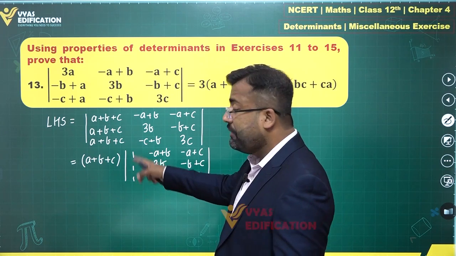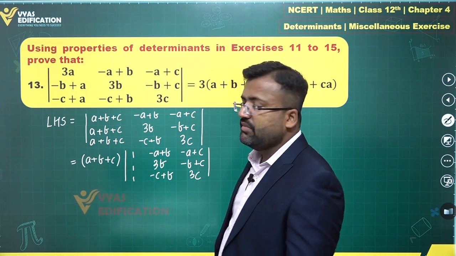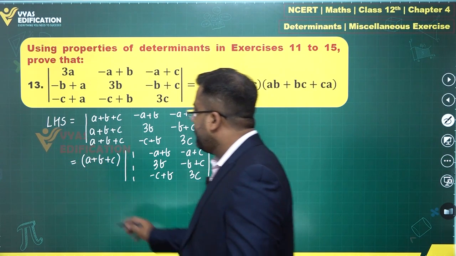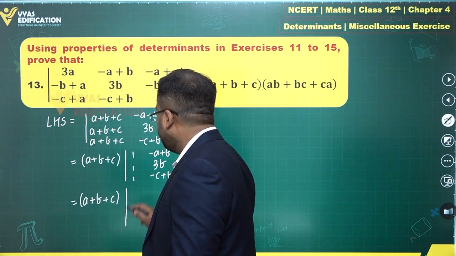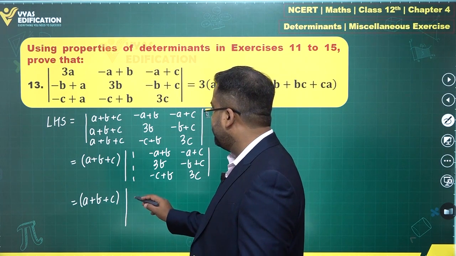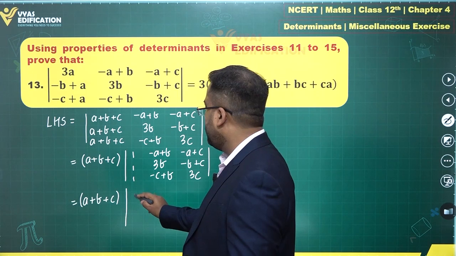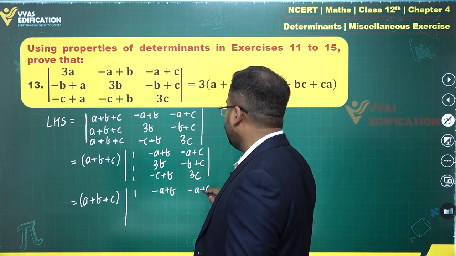Oh, zeros will be created over here. Yes, zeros will be created over here in this particular column. That is possible. That is very much possible. Some expressions will be created over here. We can do that. This is A plus B plus C, and let this remain as it is. Okay, let this 1 times minus A plus B remain as it is. Okay, 1 times minus A plus B, minus A plus C remains as it is.